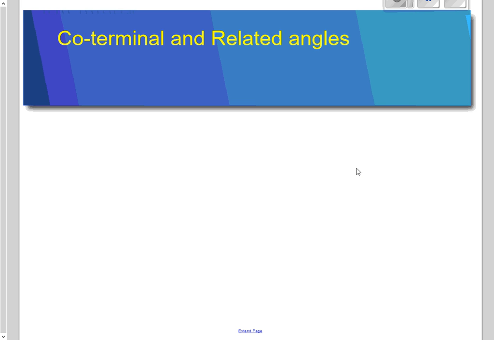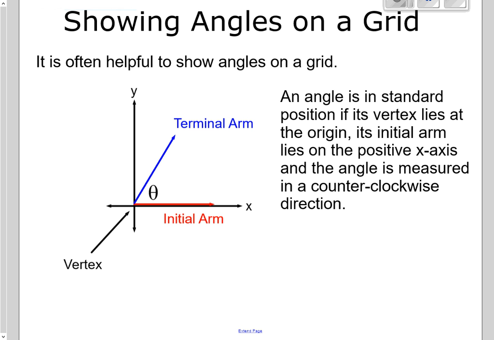Let's take a moment and look at coterminal and related angles. So angles are something that we've been drawing before in previous math classes. To start with, whenever we talk about drawing an angle on a grid, we always start on the positive x-axis, and then we rotate counterclockwise with our terminal arm, as you can see from the diagram.